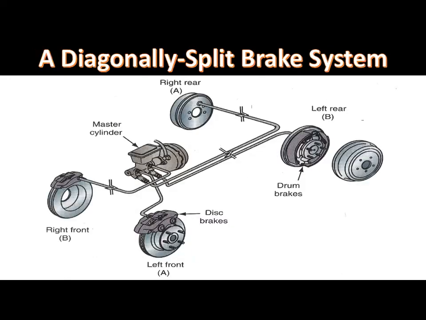On many front-wheel drive vehicles, the brake system is diagonally split, so the primary master cylinder piston supplies fluid to the right front and left rear brakes, and the secondary piston supplies fluid to the left front and right rear brakes. This is a diagonally split brake system.